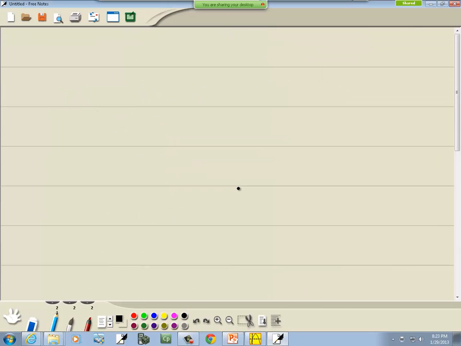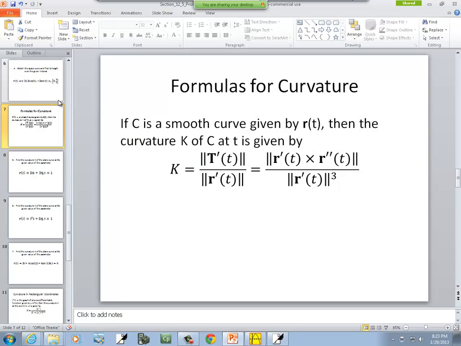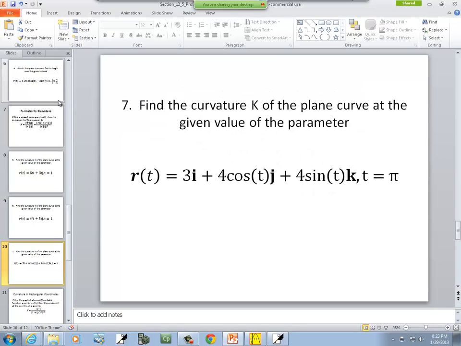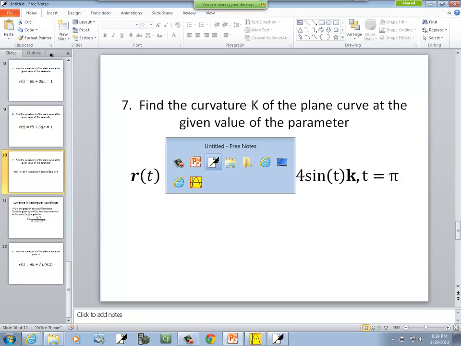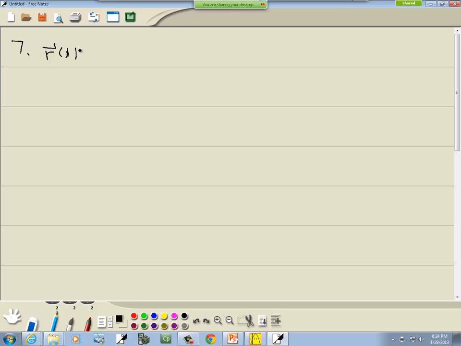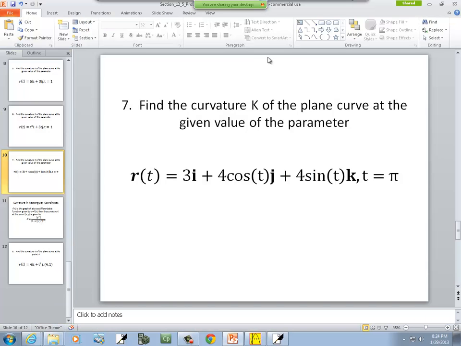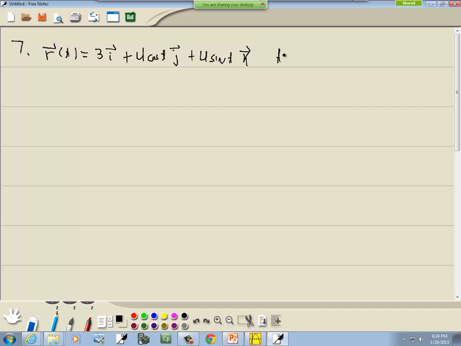And let's work this problem again using the other formula. Okay. So which problem is this? I guess this one, number 7. So we got r is equal to 3i plus 4 cosine t j plus 4 sine t k. And we've got t is equal to pi.